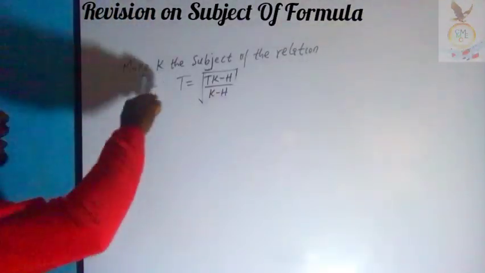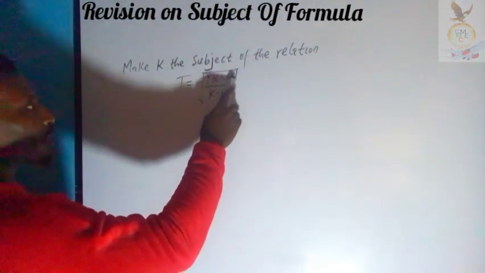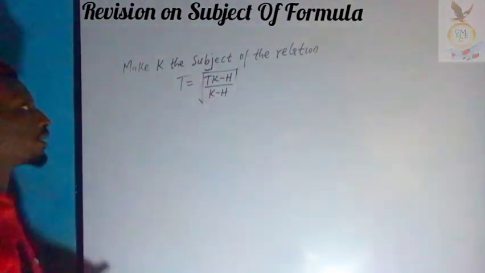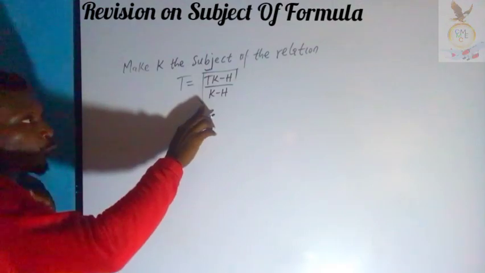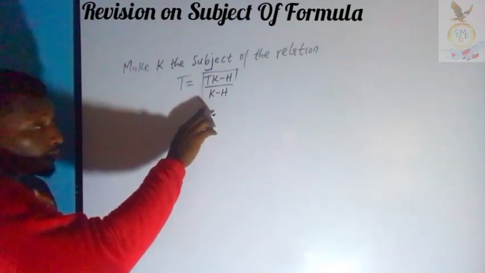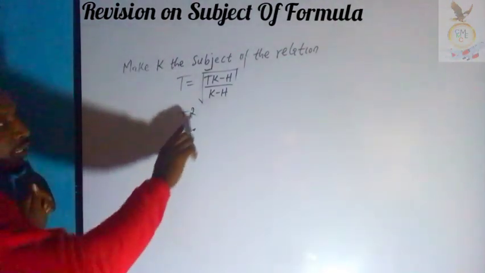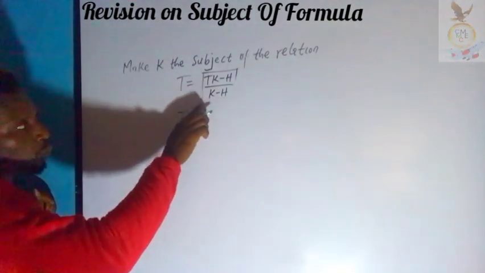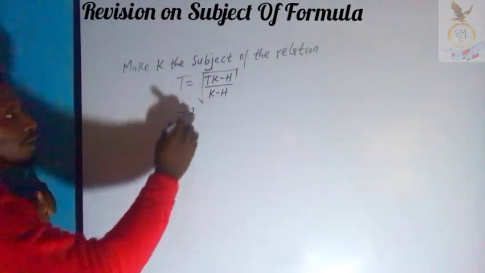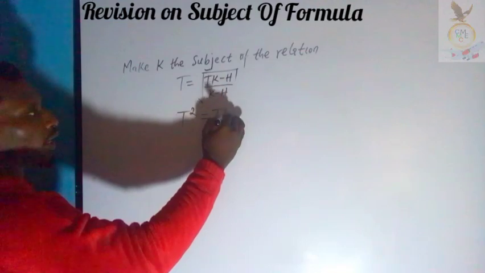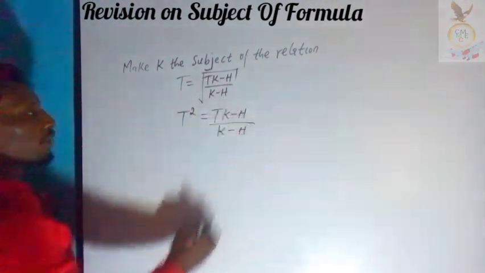The second question: make k the subject of the formula. T is equals to square root of t(k minus h), all divided by k minus h. So we are told to make k the subject. So I'm going to remove this square root. Coming over to this side, it will become square, t squared. If I have to remove a square root, coming over, we change to square. So t squared is equals to t(k minus h) divided by k minus h.